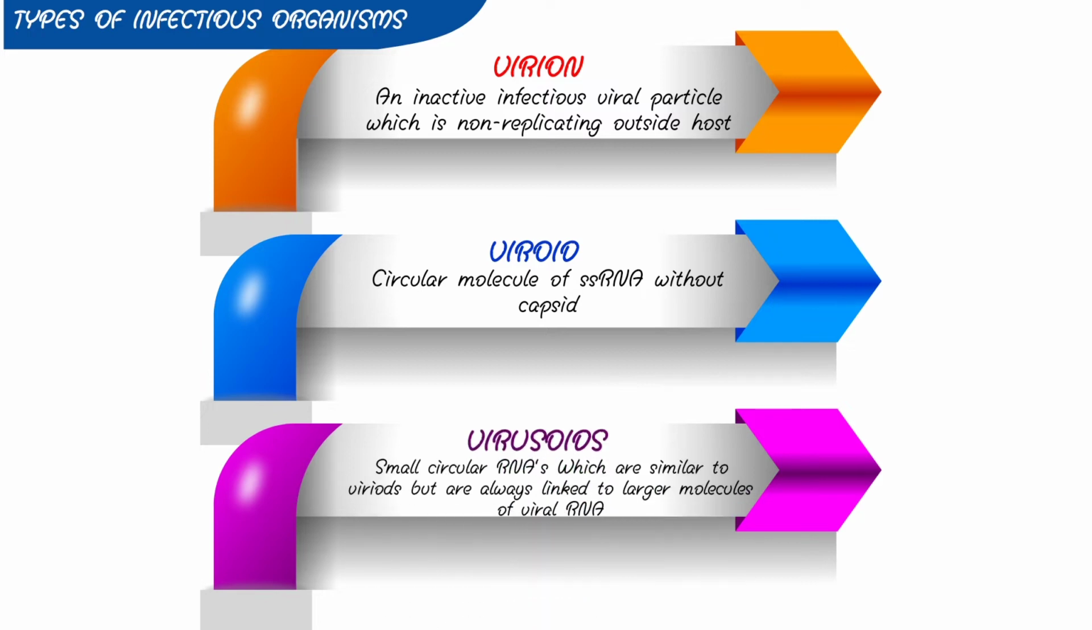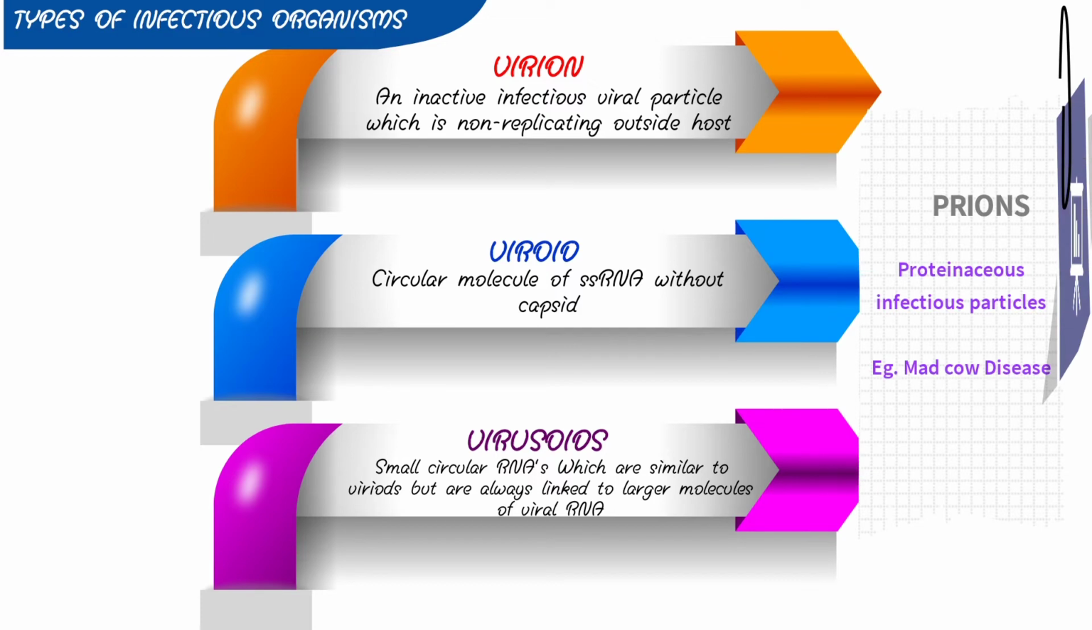And then the next one, virusoids. These are small circular RNAs which are similar to viroids but are always linked to larger molecules of viral RNA. So they are similar to viroids, but linked with the larger molecules of viral RNA. That is the difference between viroids and virusoids.